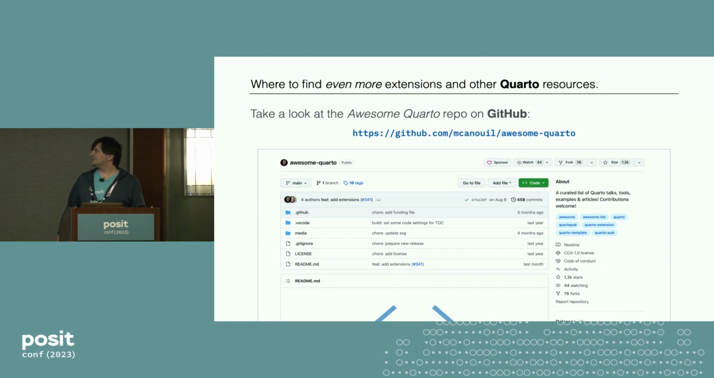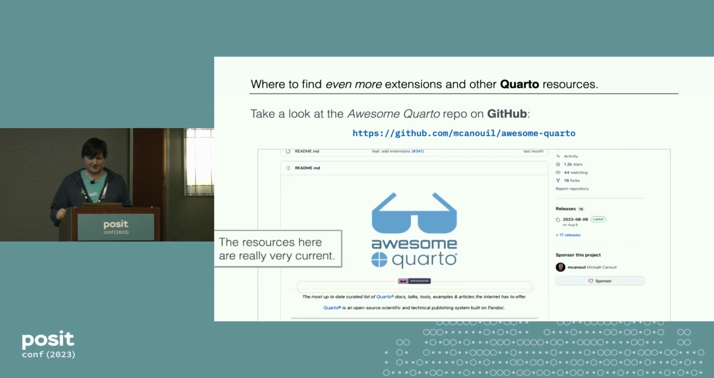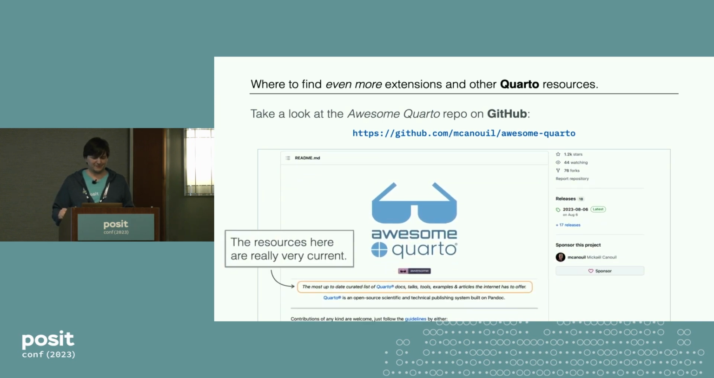So, where to find even more extensions and other Quarto resources as well. This was recommended in the last talk, the Awesome Quarto GitHub repo. That's right there at that site. This is just a smorgasbord of resources. They're really very current. It says the most up-to-date curated list of Quarto docs, talks, tools, examples, and articles the internet has to offer. It's a bold statement, but it's true. It really is the place to go to.